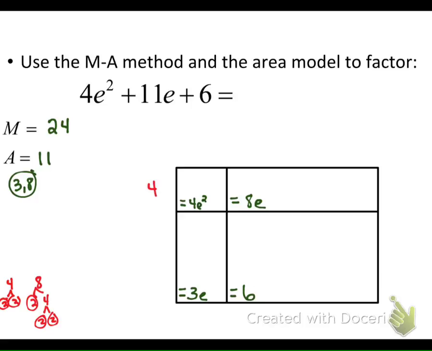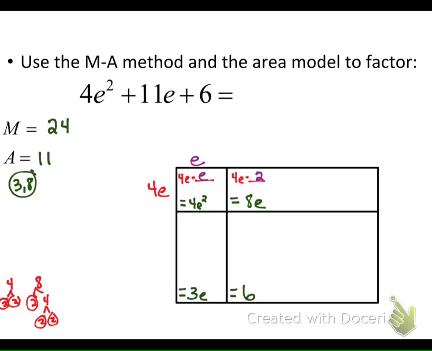What variable do they share? E. So the height of my top row of rectangles is 4E. So now I know the height, and I know the total area, so I'm left to find the width. So 4E times what will get me to 4E squared? E, so that's the width of my first rectangle, so I'm going to bring that up. Then 4E times what will get me to 8E?